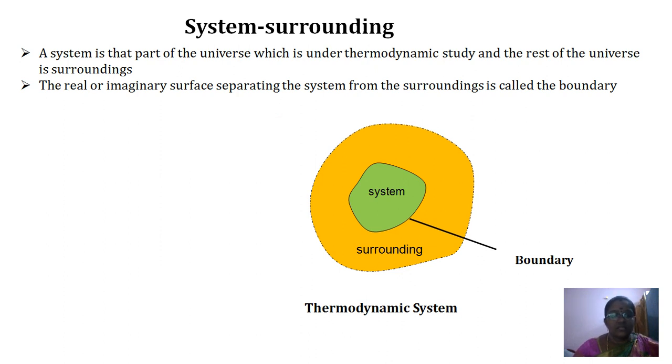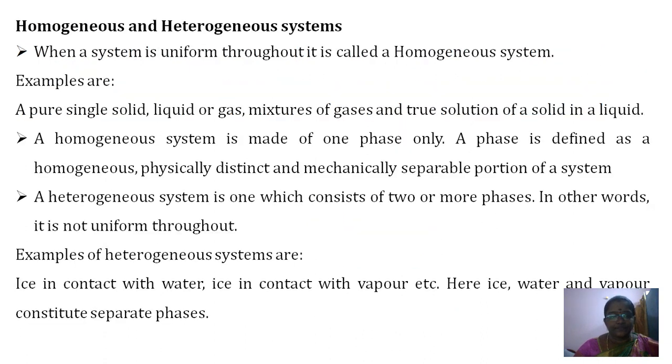A system is the part of the universe which is under thermodynamic study, and the rest of the universe is called the surroundings. Here we have a representation of a system and surroundings, and the real or imaginary surface which separates the system from its surroundings is called the boundary. We have many kinds of systems, among them the homogeneous and heterogeneous systems. When a system is uniform throughout, it is called a homogeneous system.